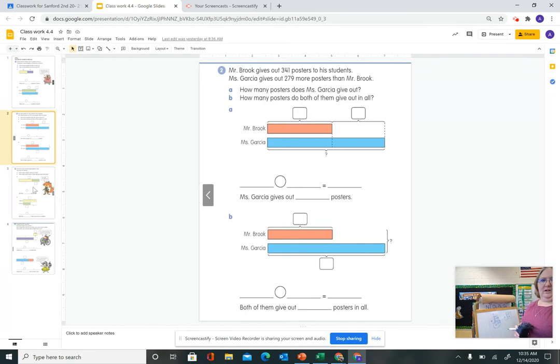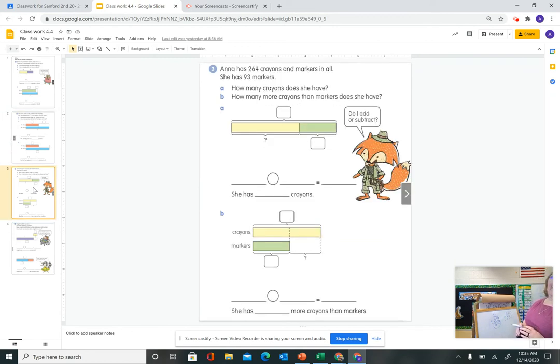Question number 3 says, Anna has 264 crayons and markers in all. She has 93 markers. So how many crayons does she have? And then it says, how many more crayons than markers does she have? So first, we're going to take our 264 crayons and markers in all, and we're going to have to figure out how many markers she has and how many crayons she has, right?